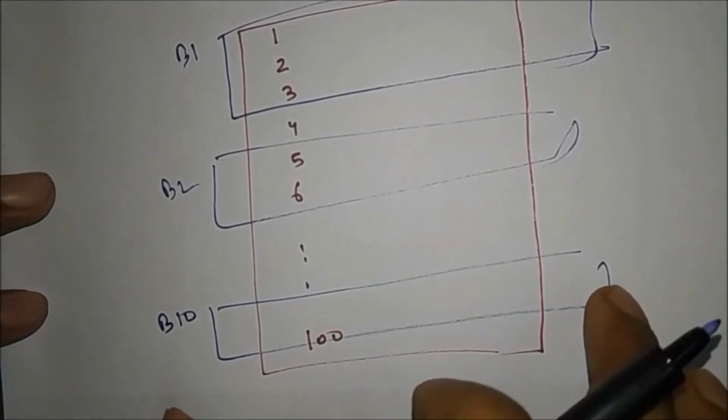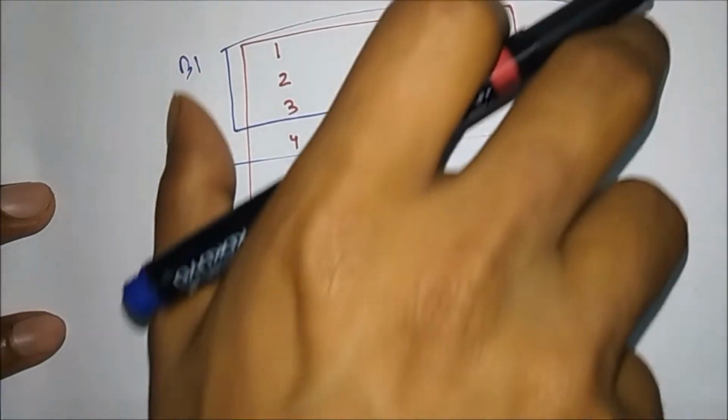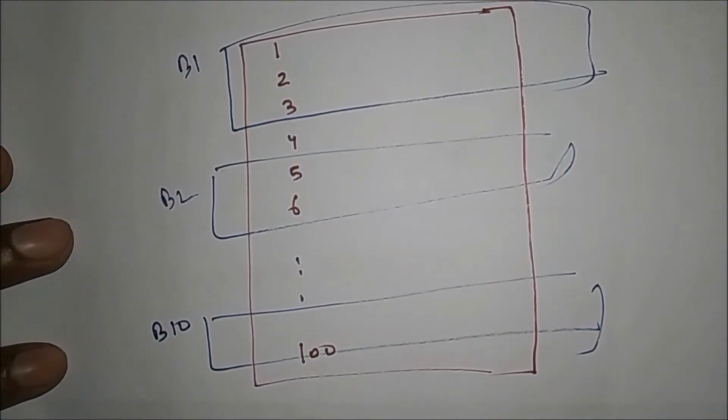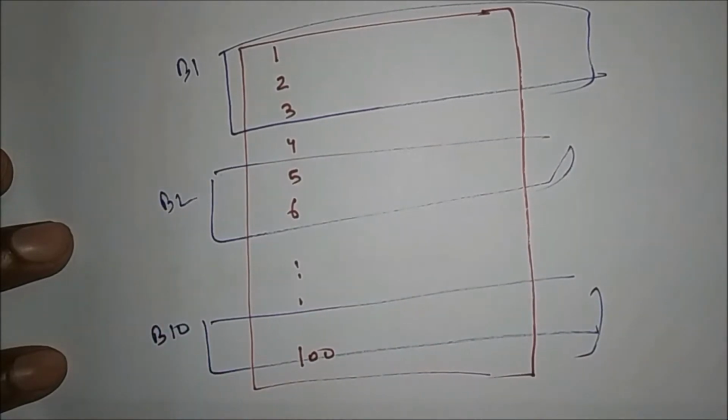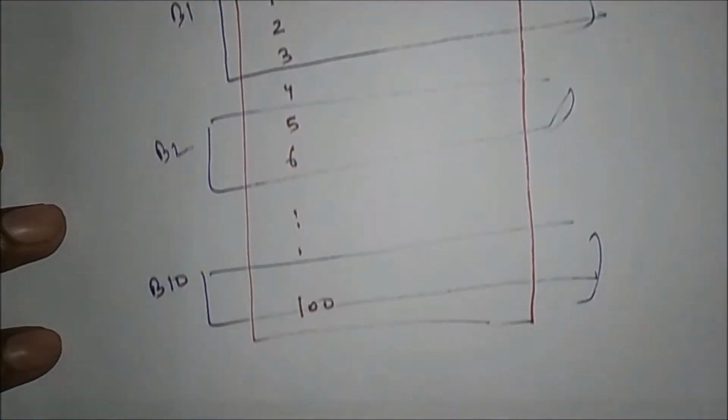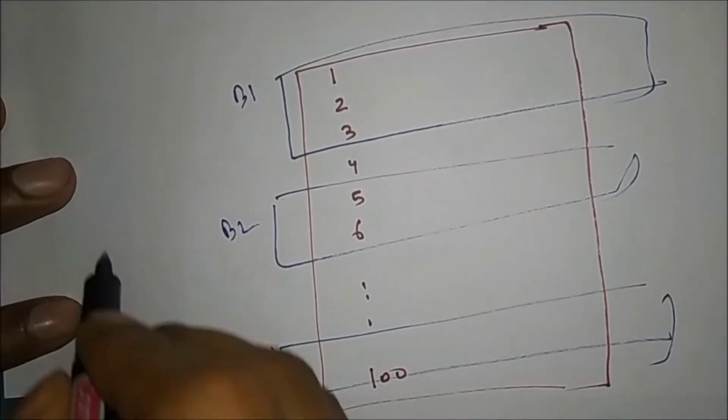Now in this whole database, in this whole hard disk or secondary memory, all the information is there. If we do indexing on this secondary memory, the table will look like this.